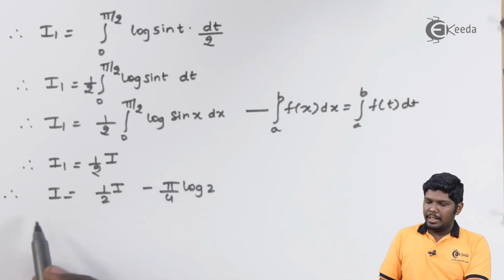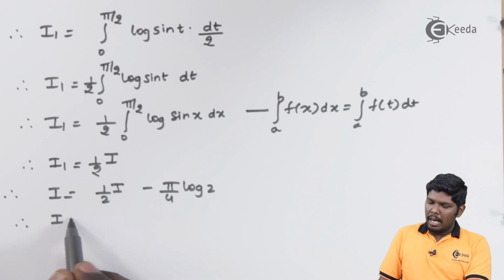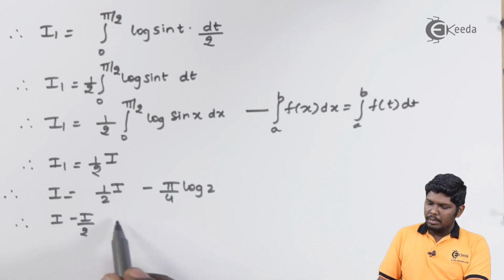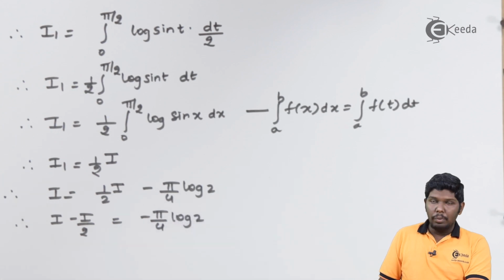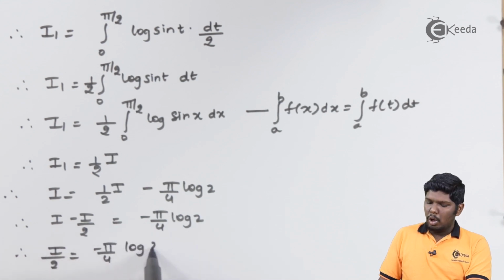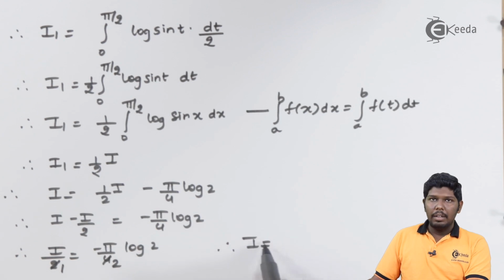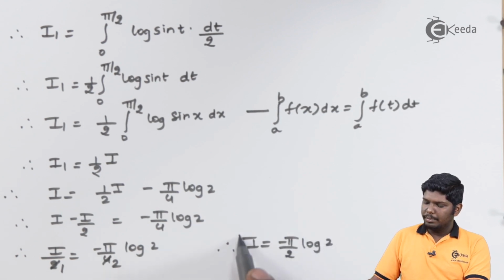Taking half I on the left hand side, this will give you I minus I upon 2 as minus pi by 4 log 2. I minus I by 2 will give you I by 2 is equal to minus pi by 4 log 2. 2 will be cancelled, and therefore I will be minus pi by 2 log 2. This is our final answer.